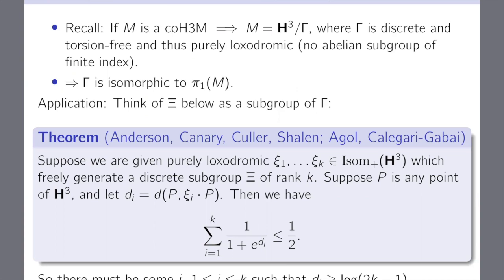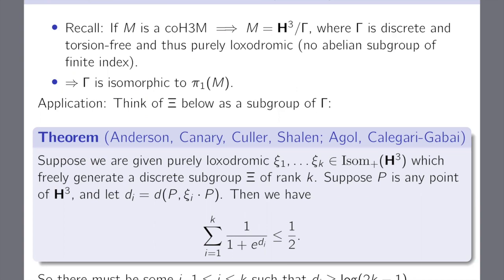So again, two such isometries freely generate a group of rank 2, so basically one is not a power of the other. Then if you take any point at all in hyperbolic 3 space, at least one of those isometries has to move the point by a distance greater than or equal to log 3. And this is true for any point in H3, and any such pair of isometries.